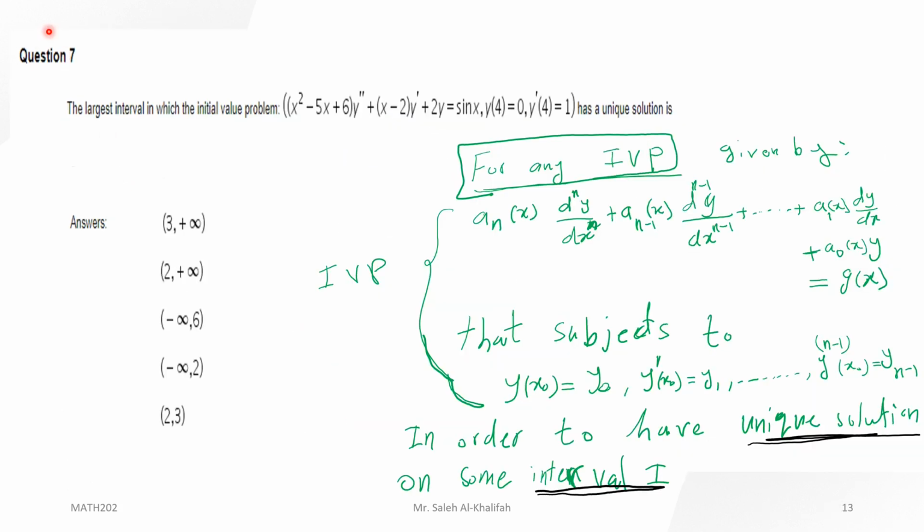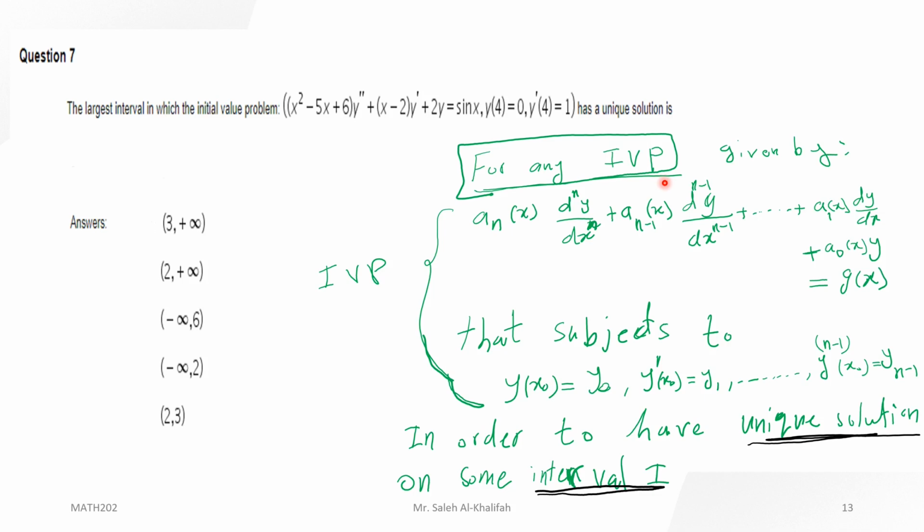Now we start with question number 7 that says find the largest interval in which this initial value problem has a unique solution. طيب هذا السؤال مهم جدا. أول شيء راح أتكلم عن theory.